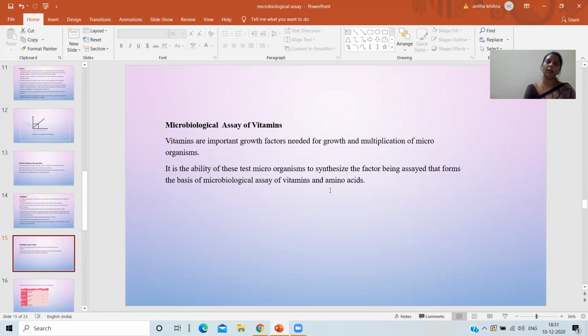Now talking about the microbiological assays of vitamins. When we were learning about the nutritional requirements of organisms, we learned that vitamins are one of the major requirements for the growth and development of microorganisms. So it is the ability of these test organisms to synthesize these factors which are being assayed that forms the basis of the microbiological assays of vitamins or amino acids.